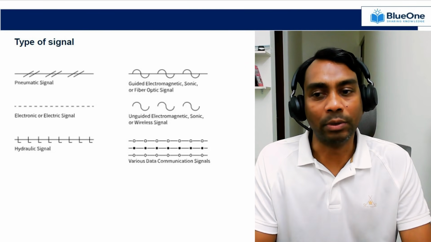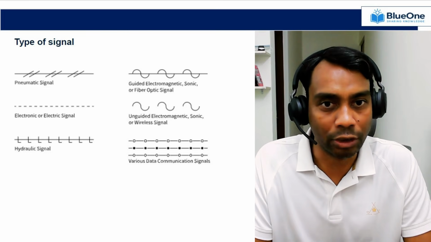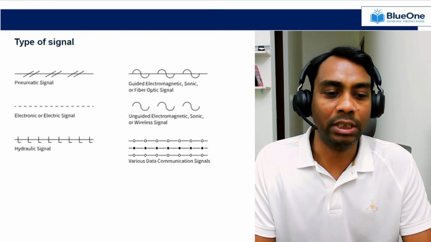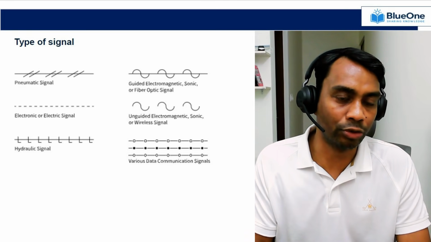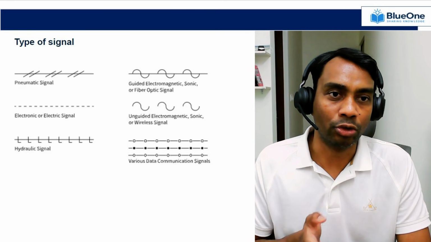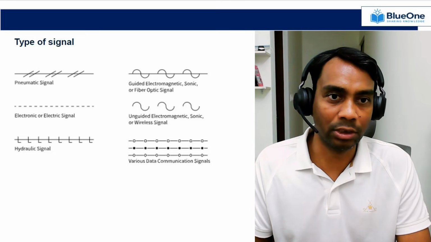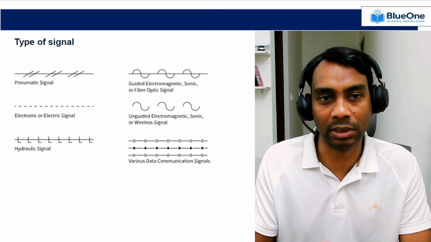Let's talk about the types of signals associated with the field instruments and valves. So if you see any P&ID, you will see there are lines around your instruments and the valves. Those lines have some significance. So you can easily interpret by looking at this slide.